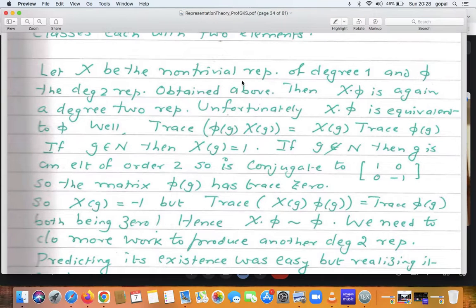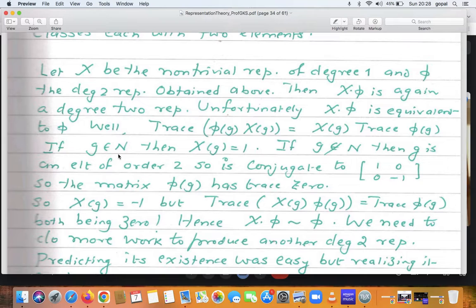Now let chi be the non-trivial representation of degree 1 and phi be the degree 2 representation obtained above. Then phi times chi is again a degree 2 representation. Unfortunately, phi times chi is equivalent to phi. Well, let's calculate the traces. Since chi is one dimensional and trace is linear, the trace of phi(g) times chi(g) is chi(g) times the trace of phi(g).